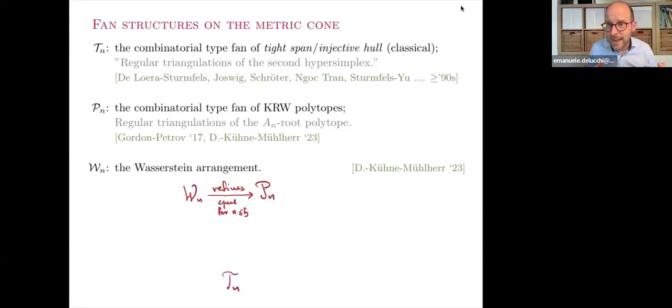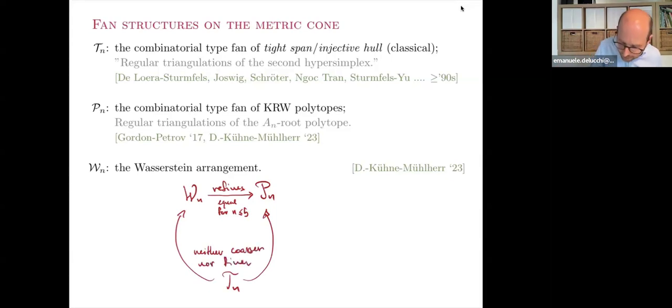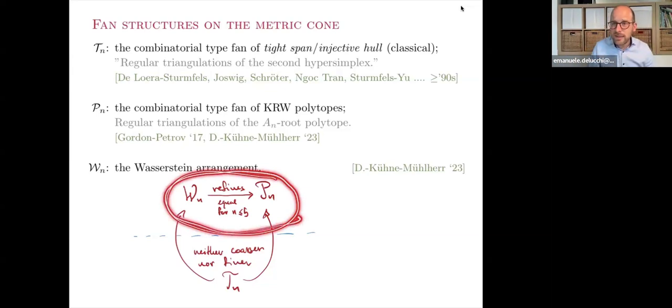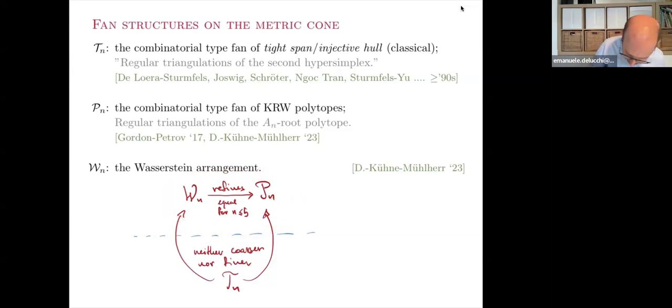And how are these related with the tight span things? So in fact, neither of these is either a refinement or a coarsening. So neither coarser nor finer. Okay, so somehow there are two worlds that don't talk to each other, okay? So this Wasserstein world seems to be actually neither coarser nor finer for n at least 5, okay? So in the 4-element case, everything seemed fine.